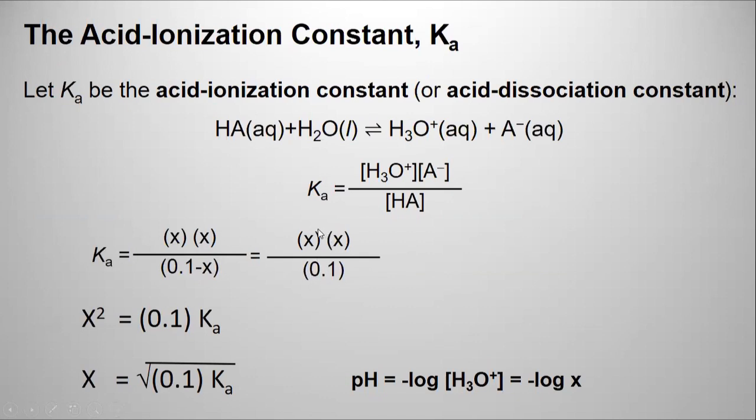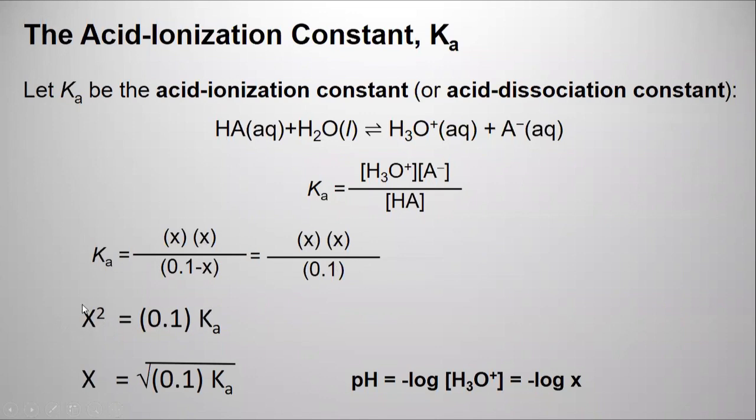So this way, you no longer have to worry about the quadratic equation, because now all you have is just a square function, and this square function, you're going to basically solve for x. So x times x will give you x squared, and that will equal 0.1 times Ka. By cross multiplying, x squared equals 0.1 times Ka. Remember, this Ka is a constant.